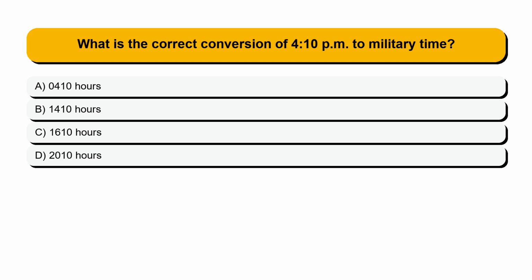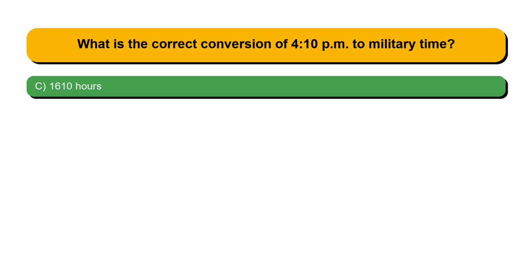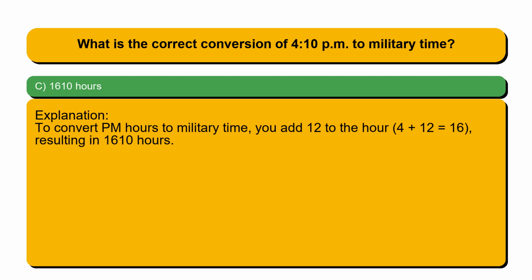Question 48. What is the correct conversion of 4:10 p.m. to military time? Option A is 0410 hours. Option B, 1410 hours. Option C, 1610 hours. Option D, 2010 hours. The correct answer is option C, 1610 hours. To convert PM hours to military time, you add 12 to the hour. 4 plus 12 equals 16, resulting in 1610 hours.